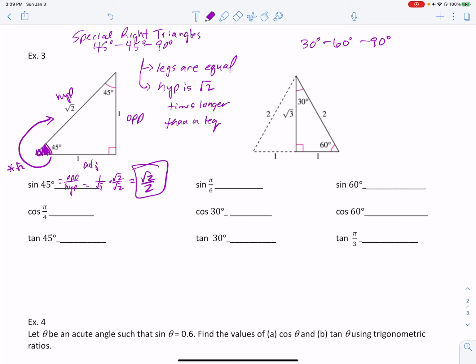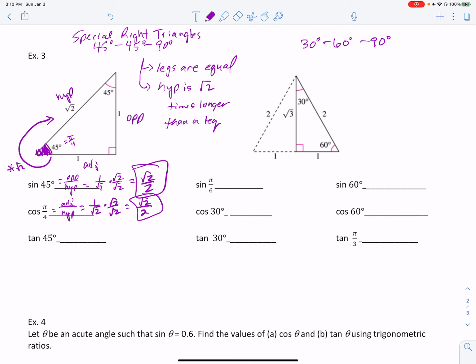Cosine of pi over 4, again, 45 degrees is the same as pi over 4 in radians. And cosine is that adjacent over the hypotenuse. But in this case, the adjacent is 1, the hypotenuse is √2. Again, rationalize by √2 over √2. And as you multiply that, you still get √2 over plain old 2. √2 times √2 is 2. So the sine of 45 degrees and the cosine of 45 degrees are both √2 over 2. Or in radians, sine of pi over 4 and cosine of pi over 4 are both √2 over 2.